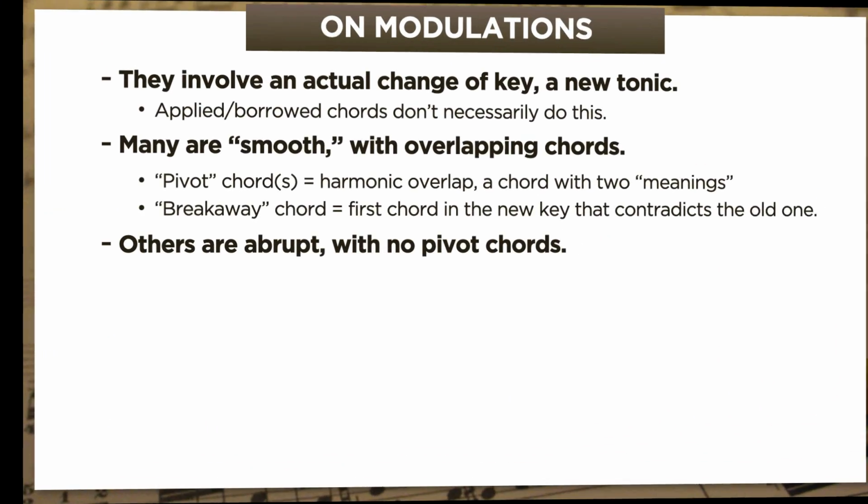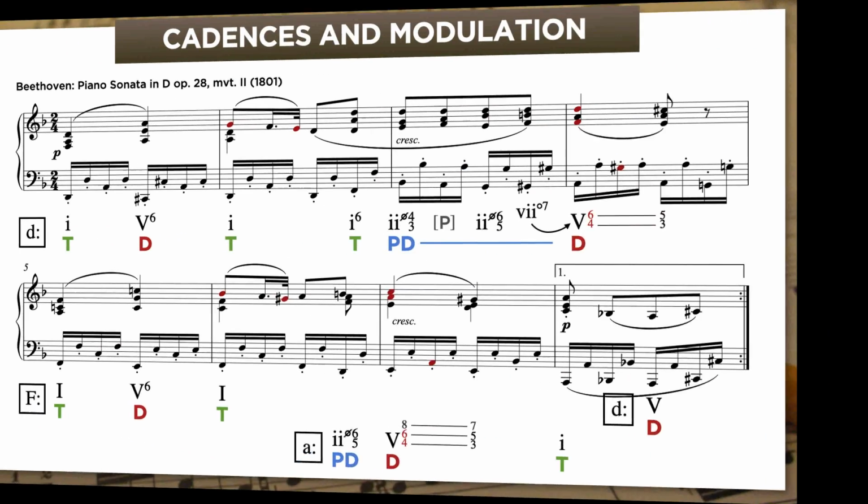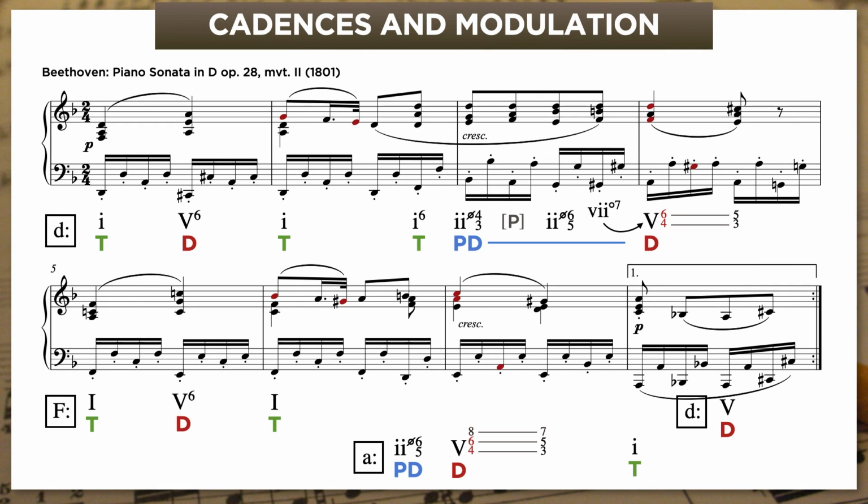Next, you should know that most modulations involve cadences, though not always in the same way. A lot of the time, composers will change keys and then immediately follow up with an authentic cadence to cement the sound of that new tonic in our ears. Beethoven does this with his A minor modulation at the end of the second phrase.